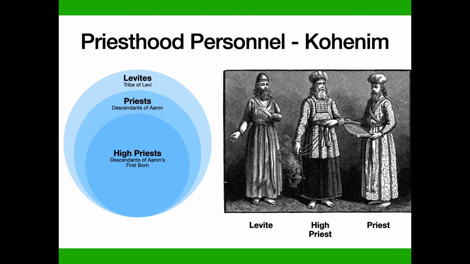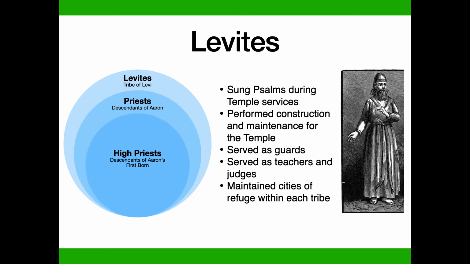They had different clothing, and if we had a whole class, a whole semester just on the Kohenim, we'd dive into these a lot more. But suffice it to say, they're very different. So Levites, these are the ones that sang the psalms during the temple services. They performed construction and maintenance for the temple, not only the temple of Solomon there in Jerusalem, but other temples throughout the land. They served as guards. They served as teachers and judges.